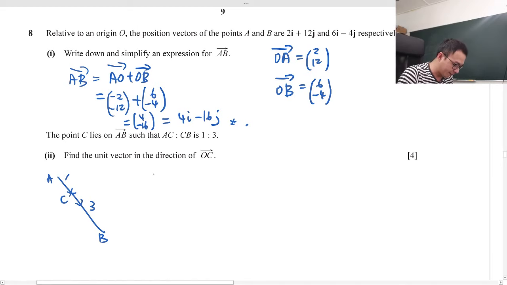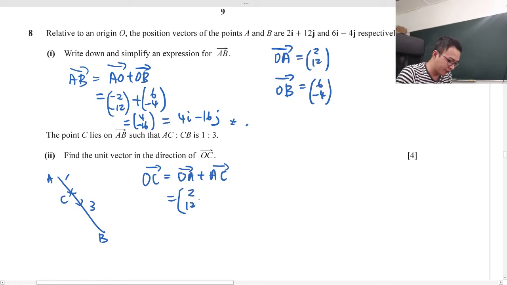So therefore, I know OC is basically equal to OA plus AC. I have OA as 2, 12, and I can find AC here. You can see AC is basically 1 out of 4 of AB, right? So it equals 1 over 4 of AB. AB is 4, negative 16. So this is 2 plus 1, which is 3. This is 12 plus negative 4, which is 8.